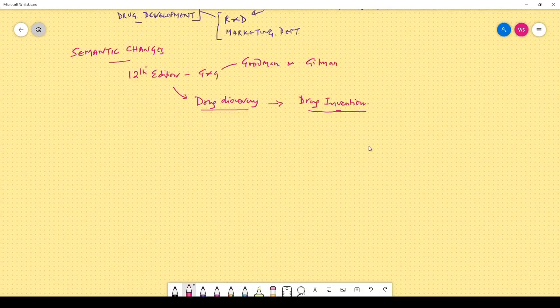So the logic is this. Discovery is something that is already pre-existing and someone discovers it. Whereas invention is something that has not been there before and you are inventing something new. And so recent literature is picking up drug invention to describe what was hitherto drug discovery. Okay, so there has been a semantic change.